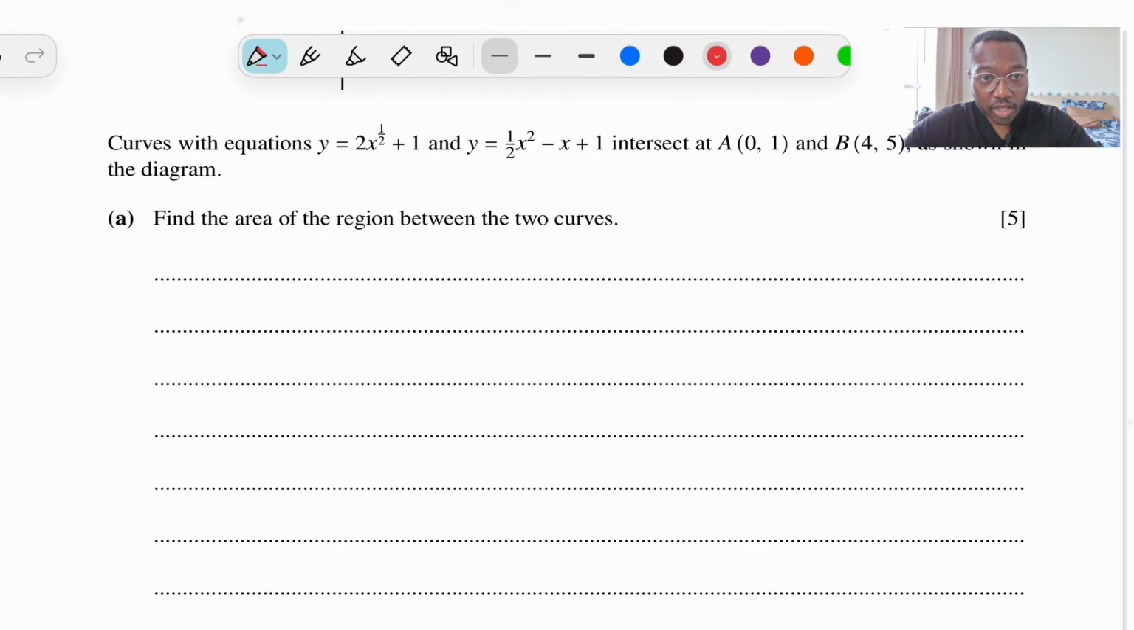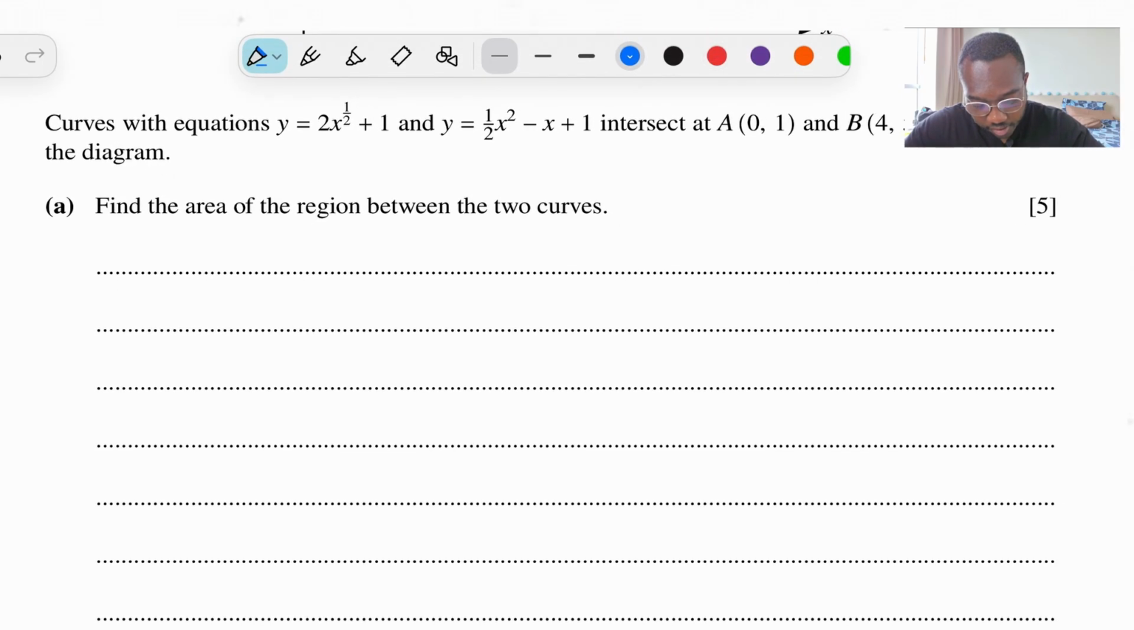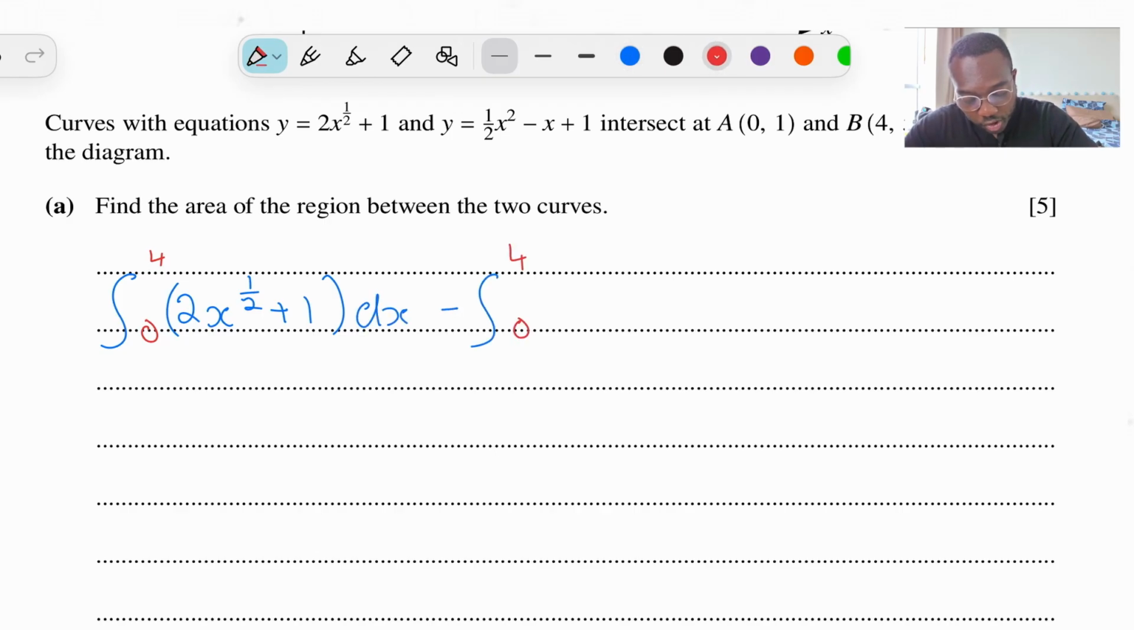So if I just draw that here, that would be the integral from 0 to 4 of 2x to the half plus 1, with respect to x, minus the integral from 0 to 4 of the bottom curve, which was a half x squared minus x plus 1, and that is all with respect to x. And that's all we need to do. We need to work out this, integrate, put our limits in for both, and that should give us our area.